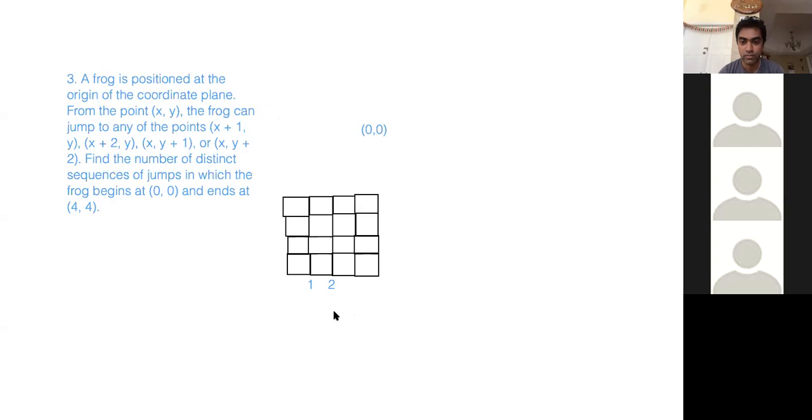Would there be 5 ways in total? For 3 or 4? To get to the end for 4. Let's see. I think that does look right, but let's go to 3 first. So how many ways are there for 3? 3. Why 3? Good.